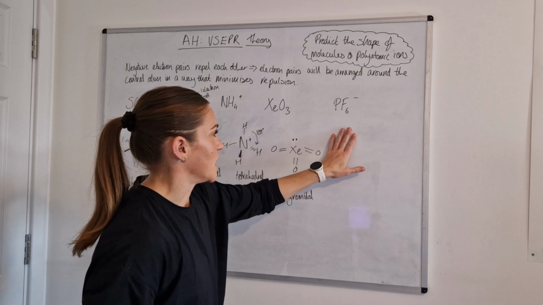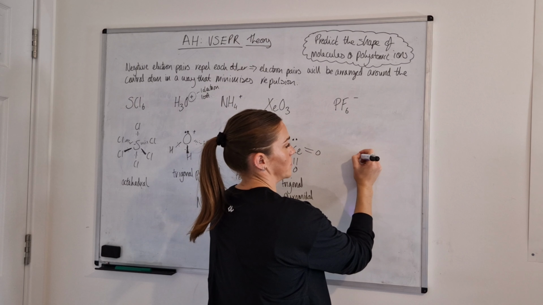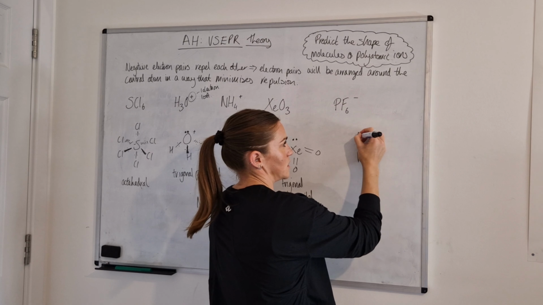Then we've got PF6 minus. So we've got the central phosphorus, 6 fluorines.